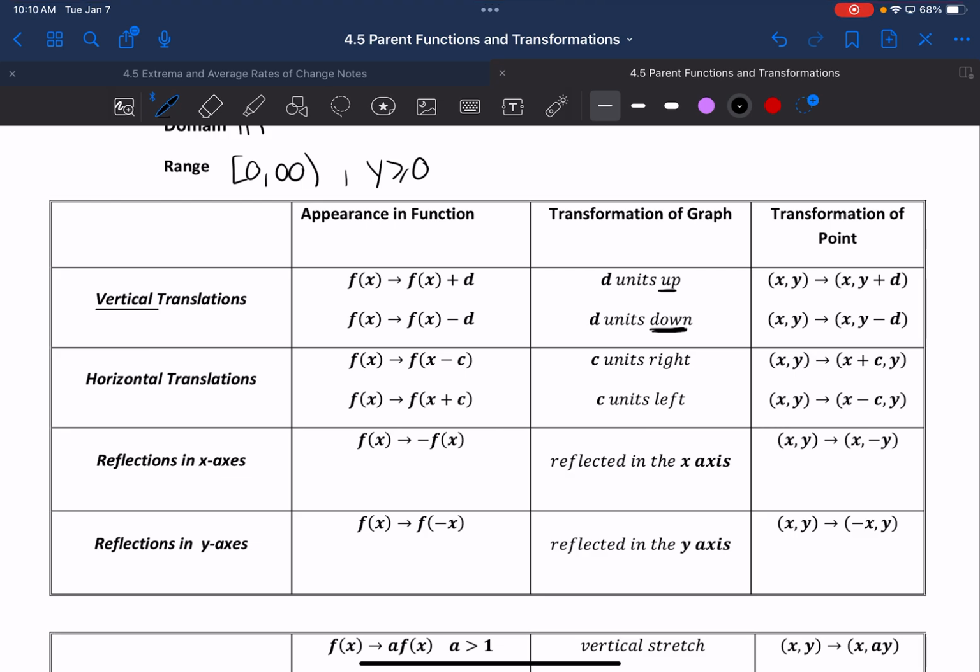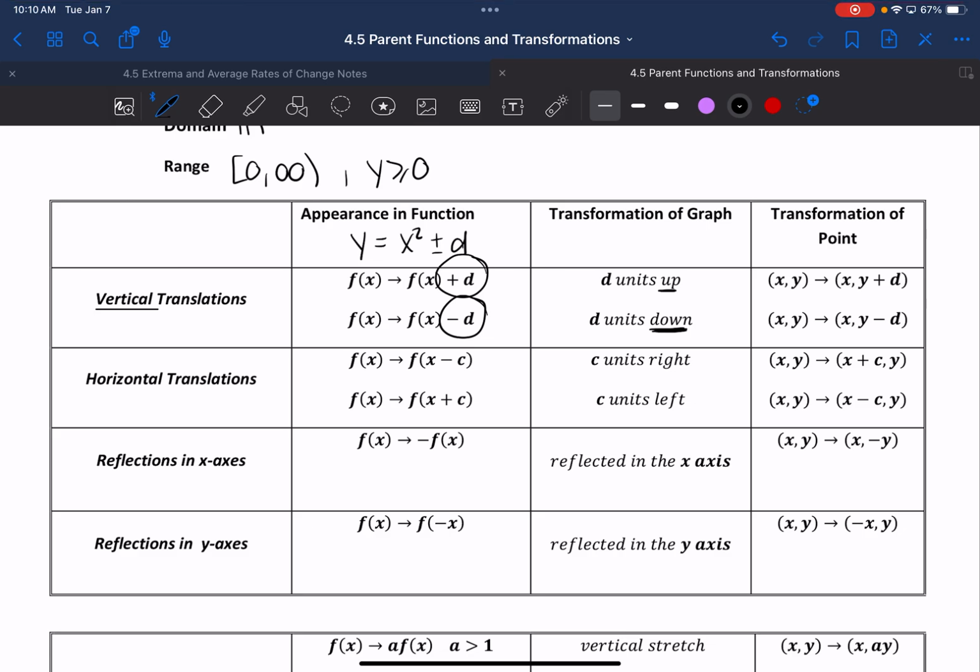You would find this in your equation as plus or minus something at the end of the equation. So if your equation was y equals x squared, you would have like plus or minus d at the end of the equation if it was shifted up or down some. Okay.